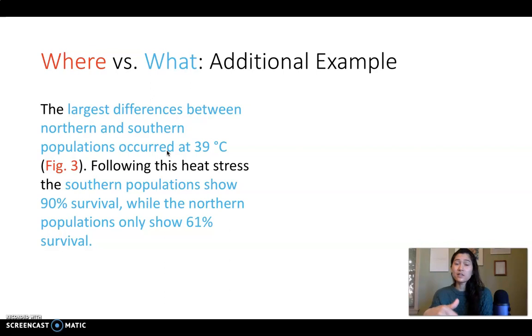Again, that first sentence is addressing both of the criteria for us. It's telling us that this data we're talking about is found in figure 3 of the paper. And the first sentence is saying the largest differences between northern and southern populations occurred at 39 degrees C. So when we expose them to different levels of temperatures, 39 degrees C, we see the biggest differences between the regions at that temperature. So that's one of the main takeaways from the data.